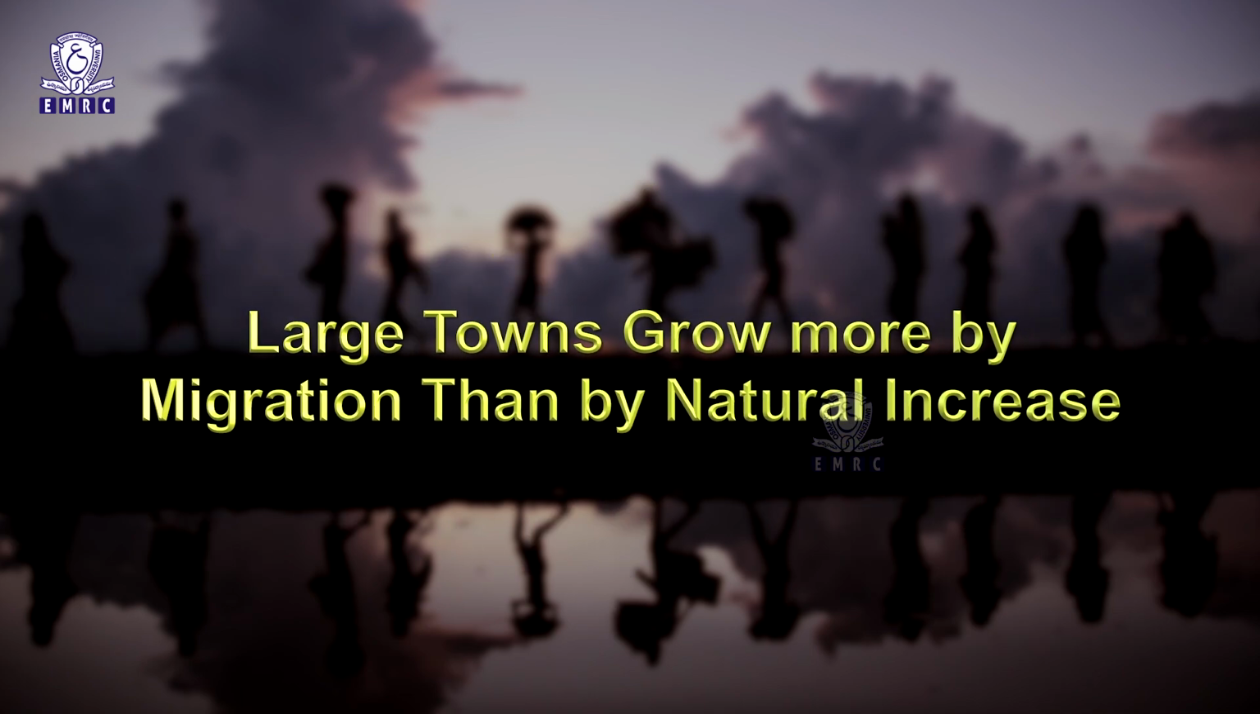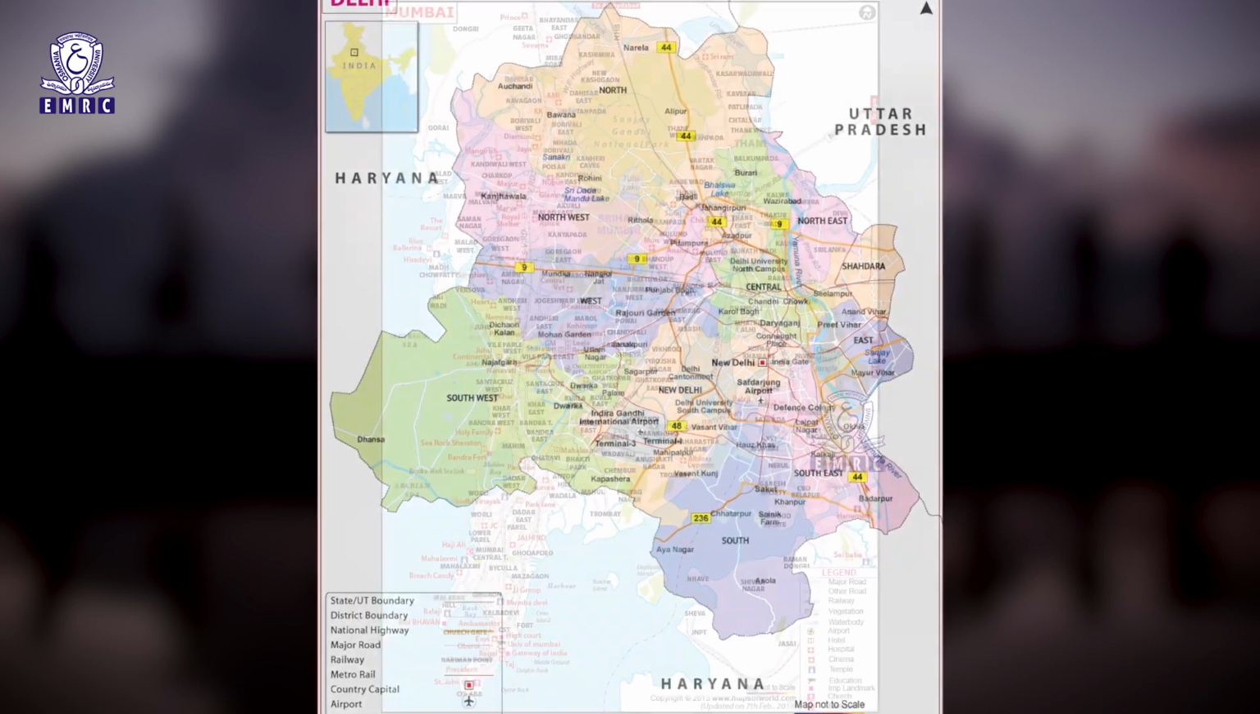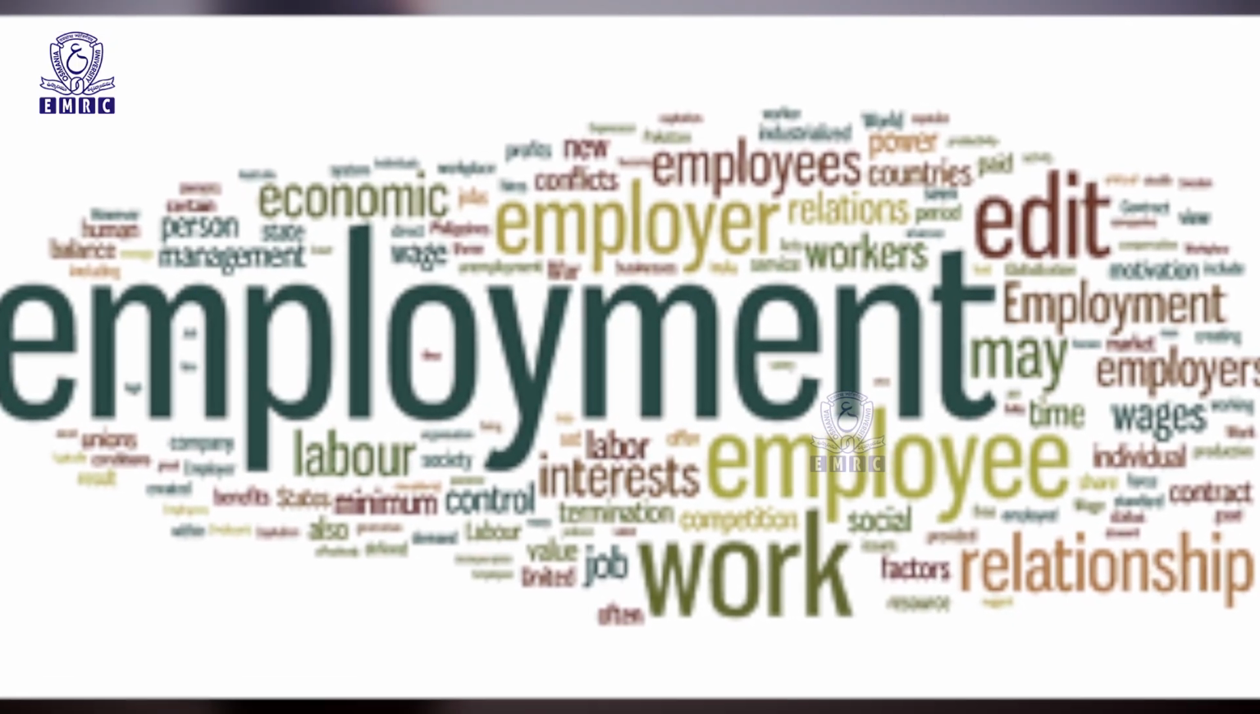Coming to the eighth law, large towns grow more by migration than by natural increase. It is universally accepted that large cities grow faster because of immigrants and population influx. For example, over 60% of the total population of Delhi, Mumbai and Kolkata belongs to people who came to these cities from distant parts of the country in search of employment and got settled.